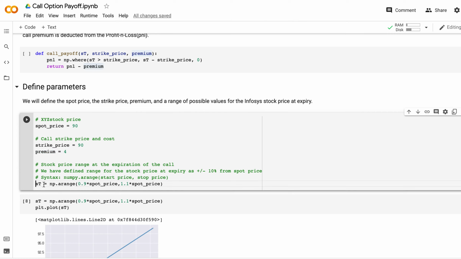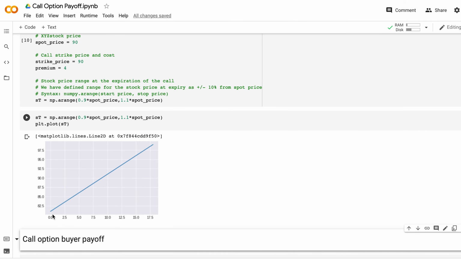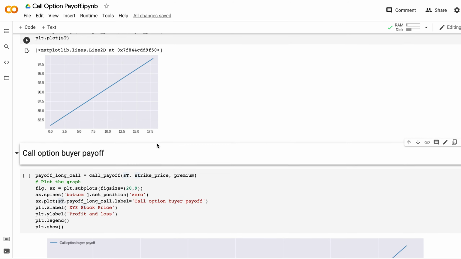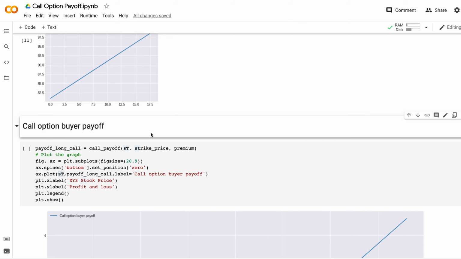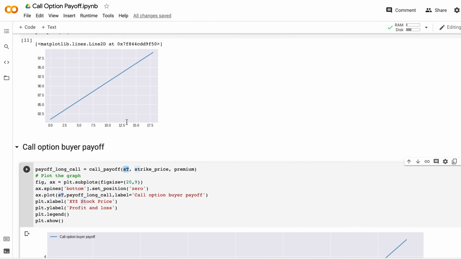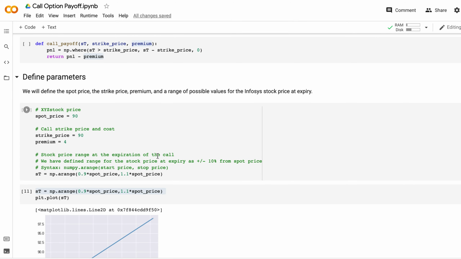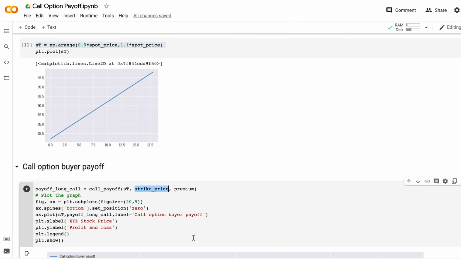And here with this one, we generate an array of different stock prices, taking the spot price and say from 90% of the value as the beginning and 110% of the value as the end. And we generate an array. If you look at what we have generated, it is just a linear increase of different spot prices that we simulate, right? And then to draw the call option buyer payoff diagram, we just calculate the call payoff for the stock prices that we synthetically generated here. We provide the strike price that we have defined here and the premium that we also have defined.